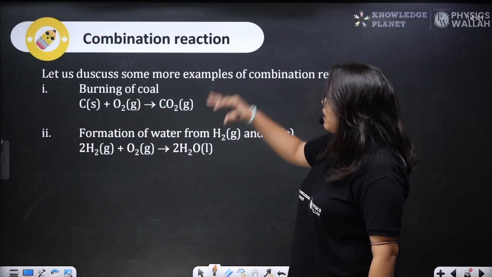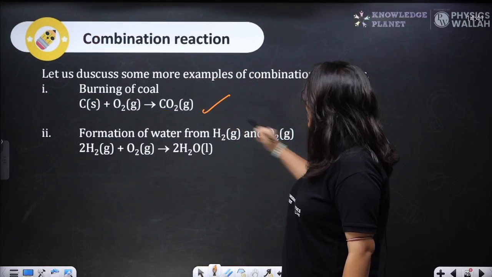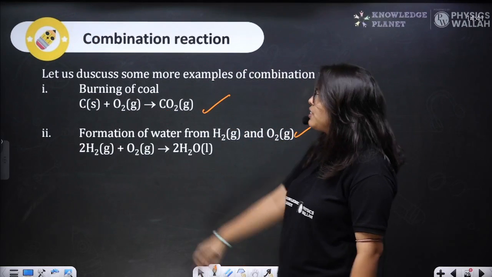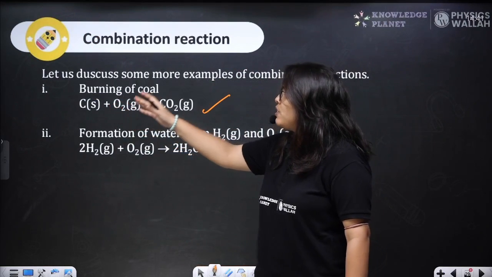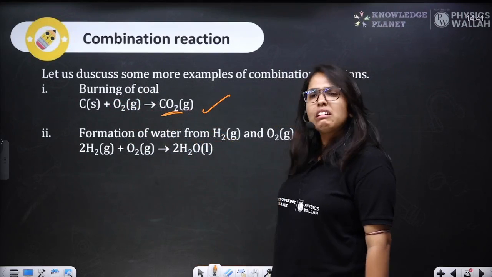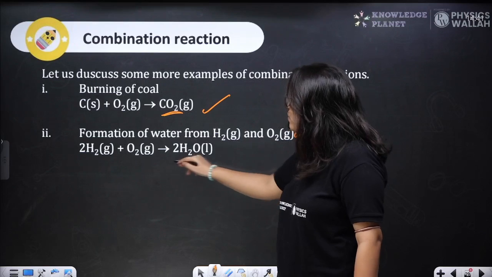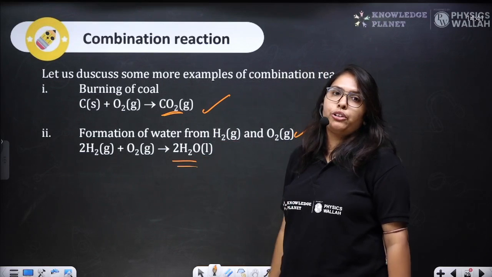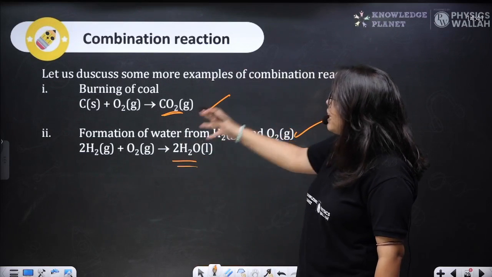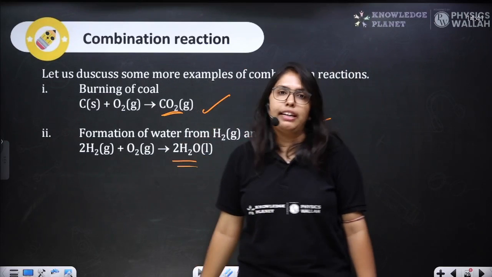So now talking about combination reactions, these are some of the examples. Two reactants, carbon and oxygen, react to give rise to a single product, carbon dioxide. Two reactants, hydrogen and oxygen, interact to give rise to a single product, the water molecule. So these are all examples of combination reaction.